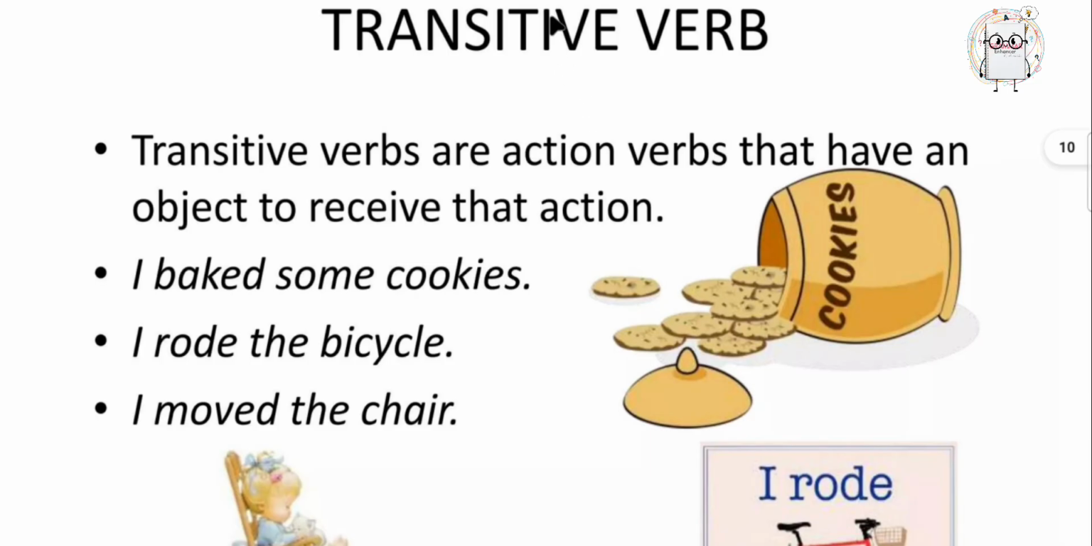Let's know what is transitive verb. Transitive verbs are action verbs that have an object to receive that action. ट्रांसिटिव वर्ब्स ऐसे वर्ब्स होती हैं जिनमें ऑब्जेक्ट होता है. I baked some cookies, I rode the bicycle, I moved the chair.